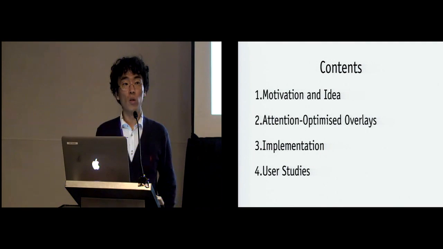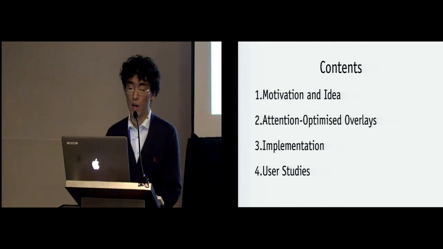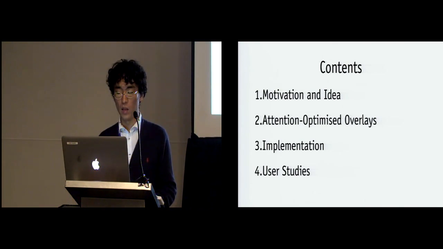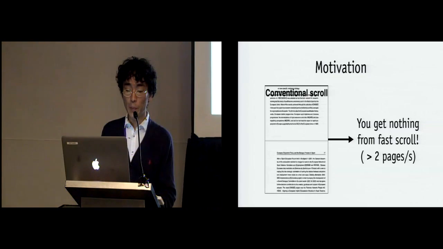So there are four chapters in this talk, and first the motivation. I will explain the motivation to get to the initial idea of Spotlights, and then how we optimize the design based on the mechanistic model of scroll. A short part is to explain the implementation of the system, and finally the results from the 3 user studies will be given. So first, the motivation and the idea.